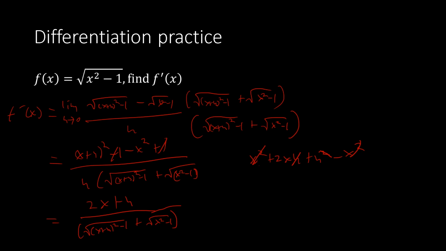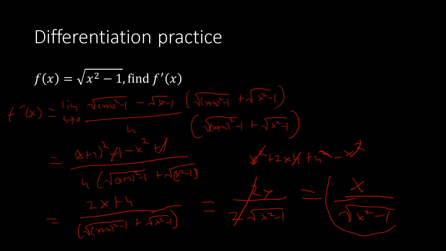And we're going to plug in h equals 0. When we plug in h equals 0 in the denominator here, this is also going to be x squared minus 1. So it's going to be over 2 square root of x squared minus 1. And in the numerator, we're just going to end up with 2x. We can cancel these 2's. So our answer is going to be x over square root of x squared minus 1. That's the derivative of square root of x squared minus 1.